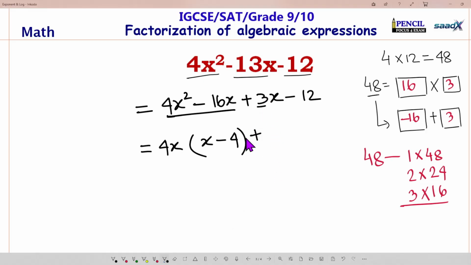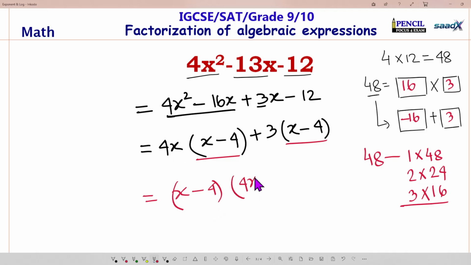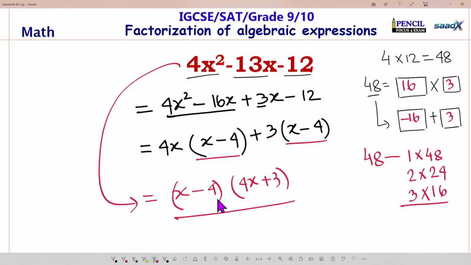We can take common this 3. So here is x minus 12 divided by 3 is 4. Okay. Now here is x minus 4, x minus 4. So we can also take common this x minus 4. So here will be 4x plus 3. And this is our answer. 4x square minus 13x minus 12, if we factorize, we will get x minus 4 times 4x plus 3.